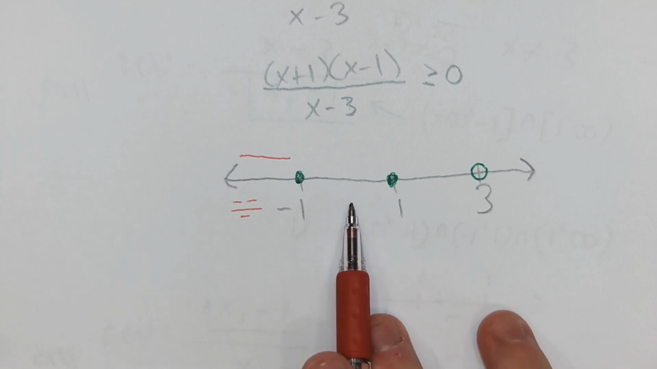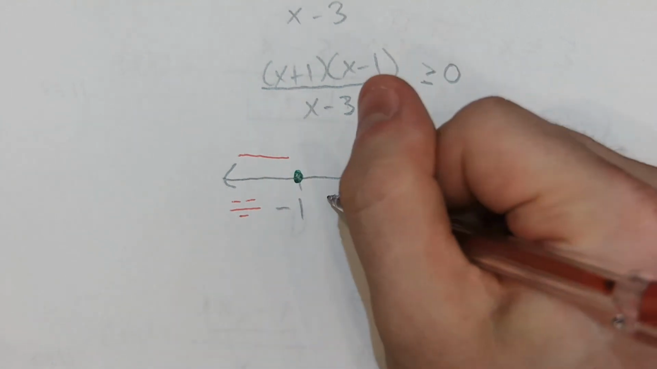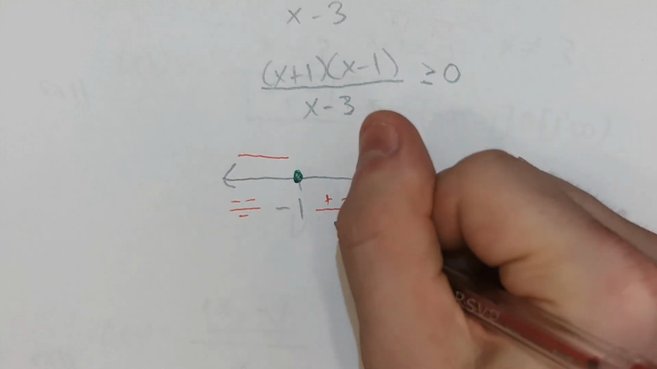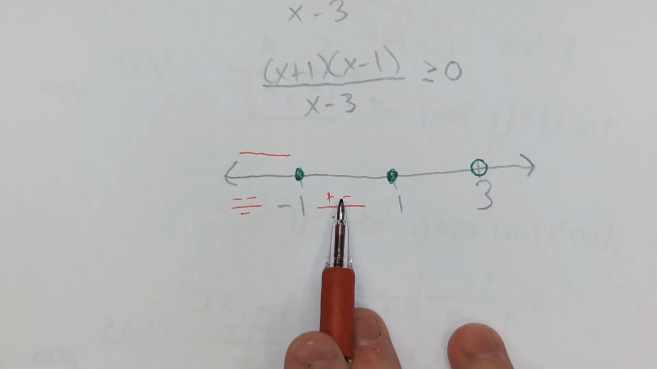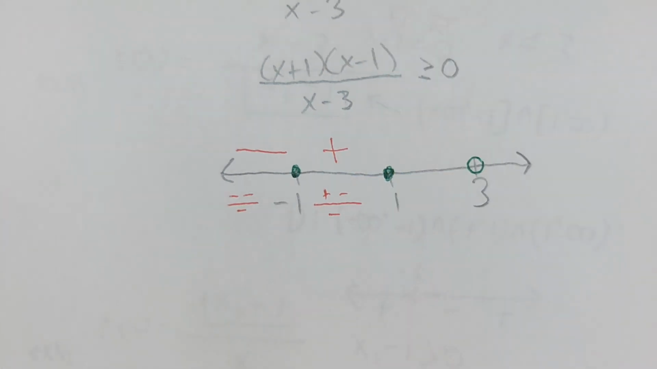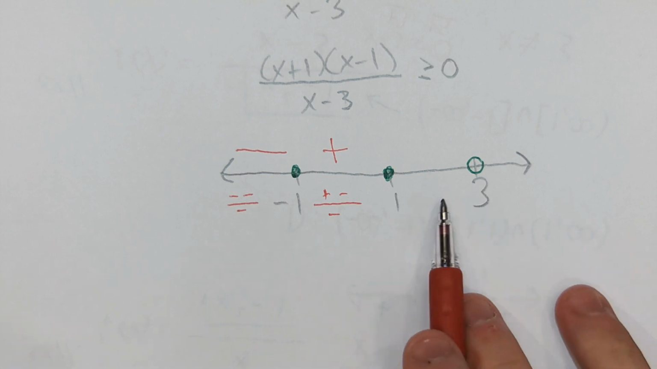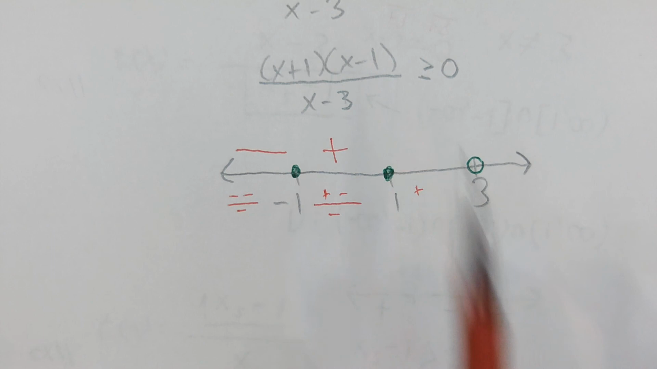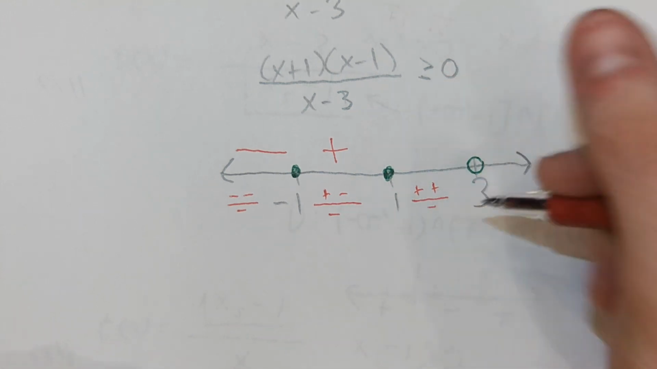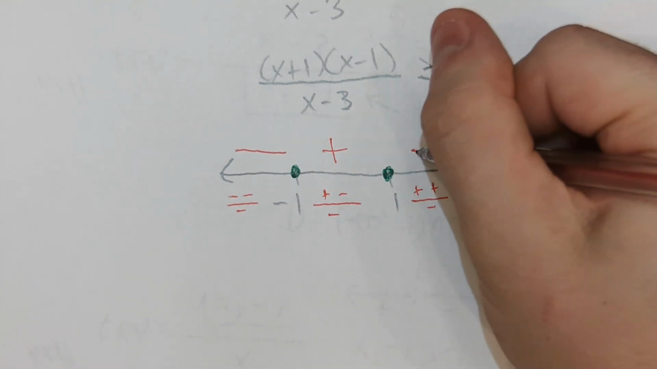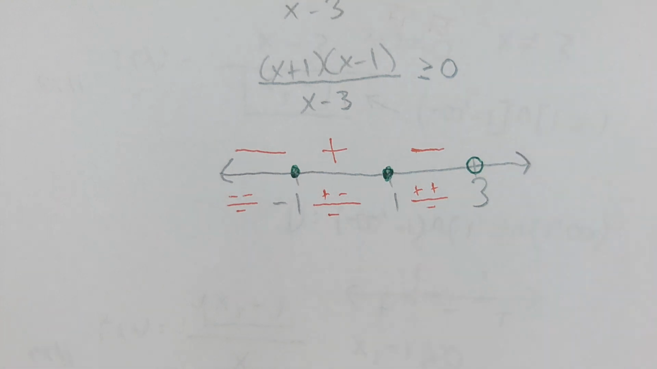If I grab a number in here like 0, 0 plus 1 is positive. 0 minus 1 is negative. 0 minus 3 is negative. That's going to give a negative number divided by a negative number, which will be a positive result. How about a number between here, like 2? 2 plus 1 is positive. 2 minus 1 is positive. Okay, the numerator is positive. 2 minus 3 is negative. A positive number divided by a negative number is negative every time. And no, you cannot just assume it'll oscillate. You do need to check.